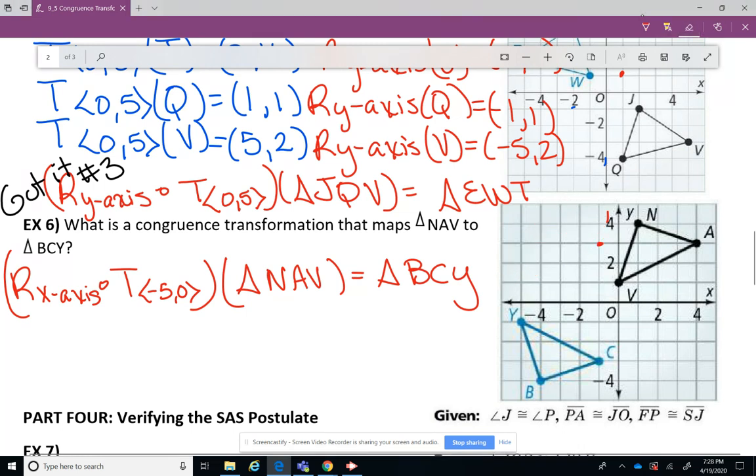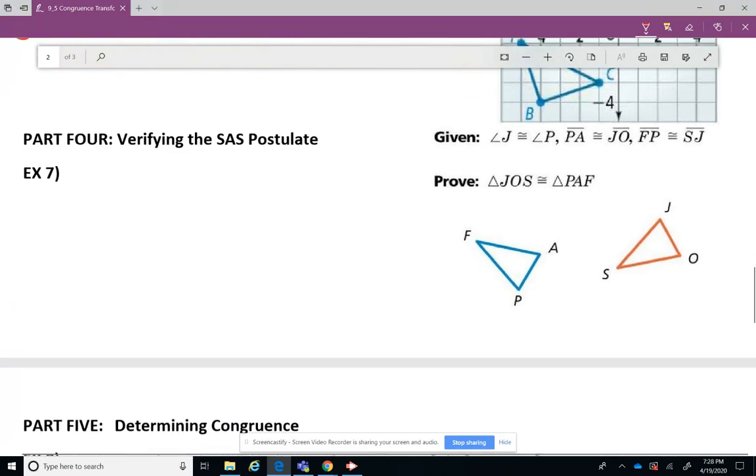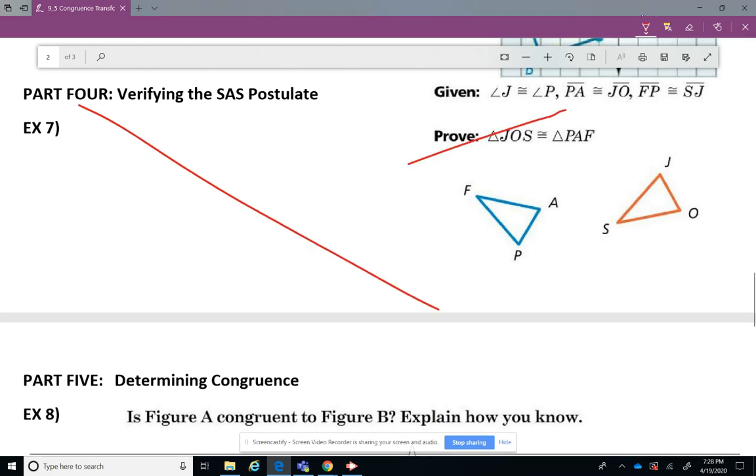All right, let's go to part 4. Part 4 is on page 581, and it is a proof. So we're just going to skip that one. You can read it in your book. It gives you the steps, and you don't have to do that got it problem. So let's move on to problem number 5 on page 582.